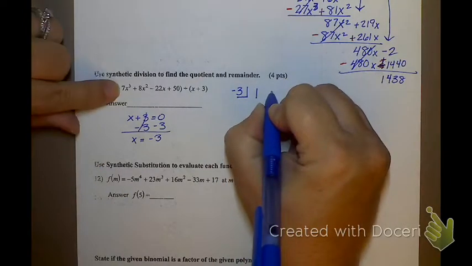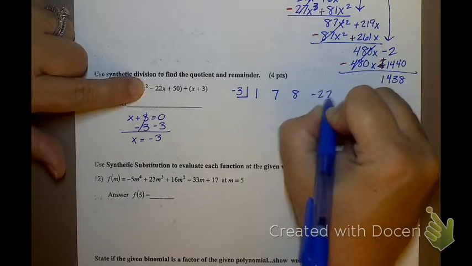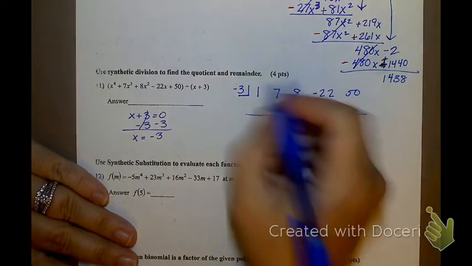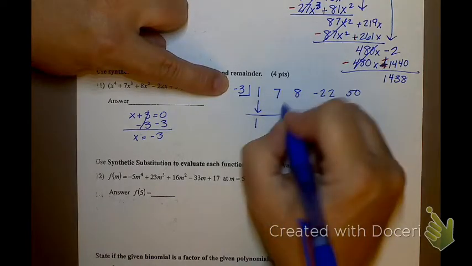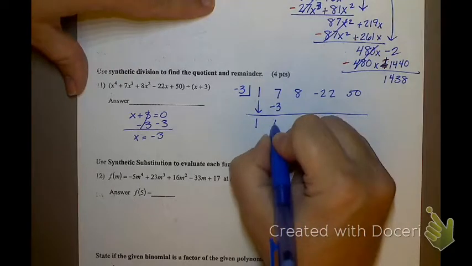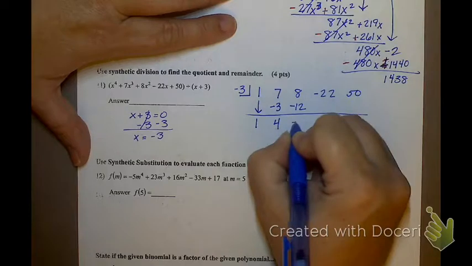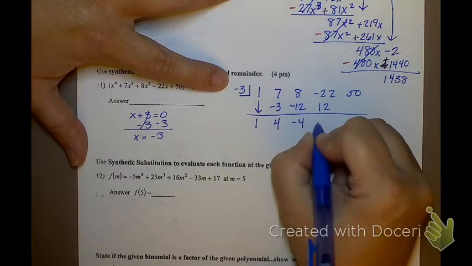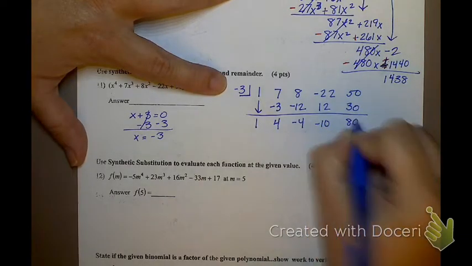1, 7, 8, -22, and 50. What do we do? Bring down the first term. Multiply by the box number. 1 times -3 is -3. 7 minus 3. Multiply by the box number. Add. Multiply by the box number. Add. Multiply by the box number. Add. And we got that.